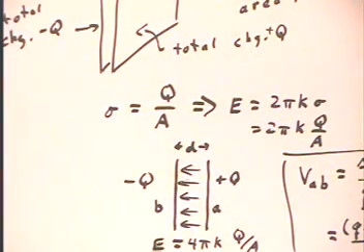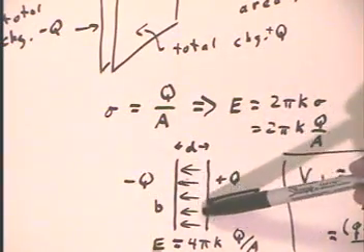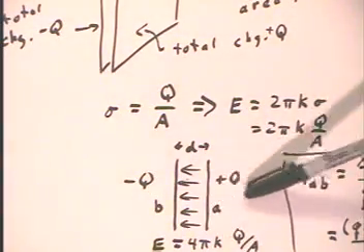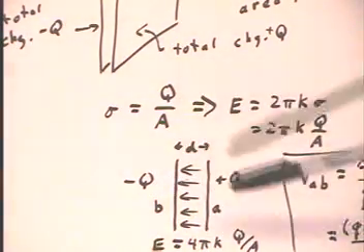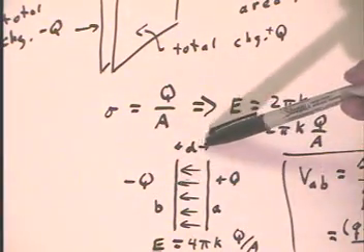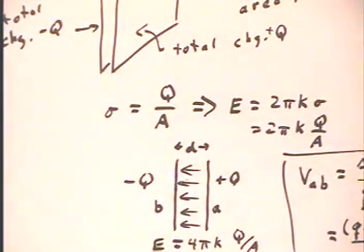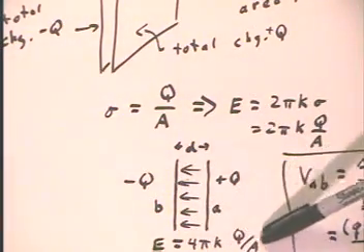The result is that the electric fields reinforce each other between the plates and cancel each other outside the plates, again except for a very small contribution around the edges. Now, if the plates are separated by distance d, the situation is that between the plates we have electric field 4 pi K Q over A.